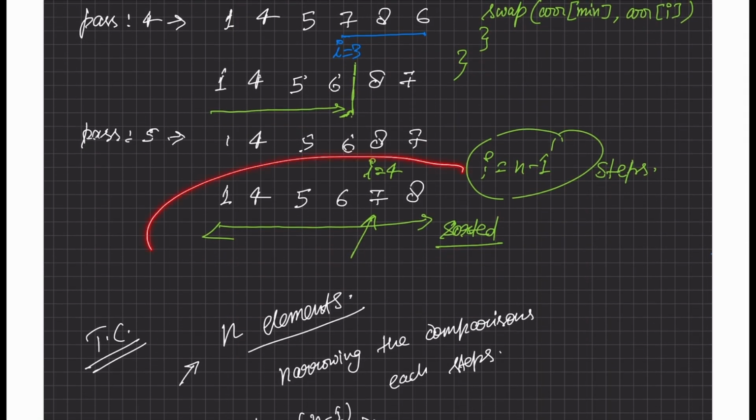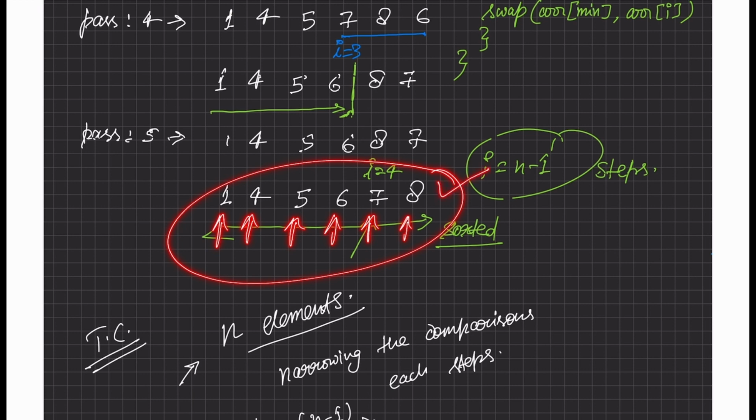Though we can see that these elements are sorted, in the selection sort we are going to check the value at each step. So still we are going to make the same number of comparisons in the selection sort. So in the best case scenario, the time complexity would be O of n square.